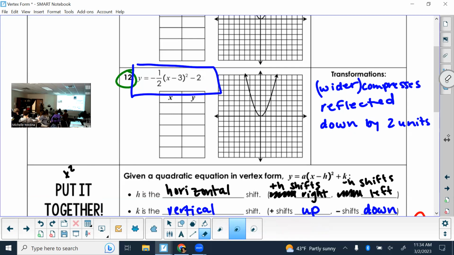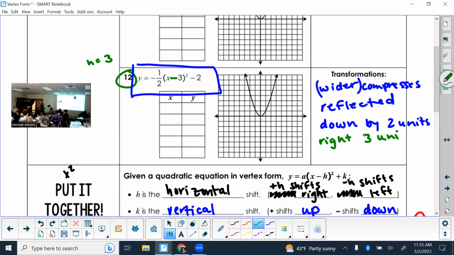The H is probably the hardest, I'll give you that. But the H moves it in what direction? It shifts it what direction? Well, it shifts it left or right. If it looks negative in the problem, that means I must have plugged in a +3, which means that in this one, it moves to the right 3 units.